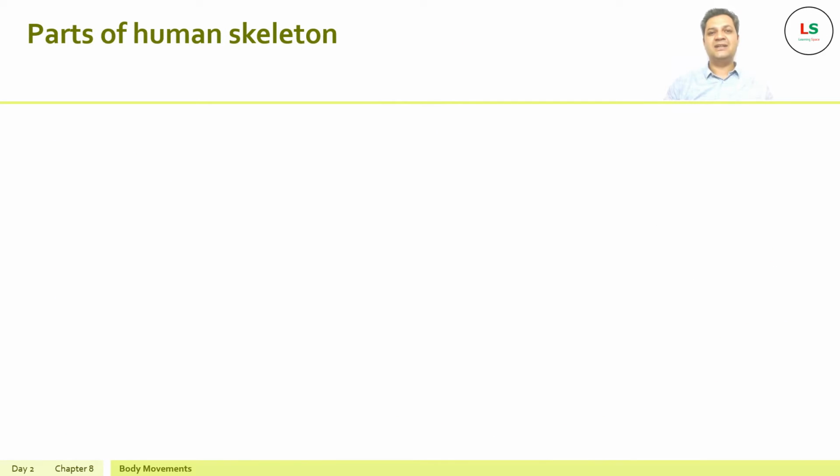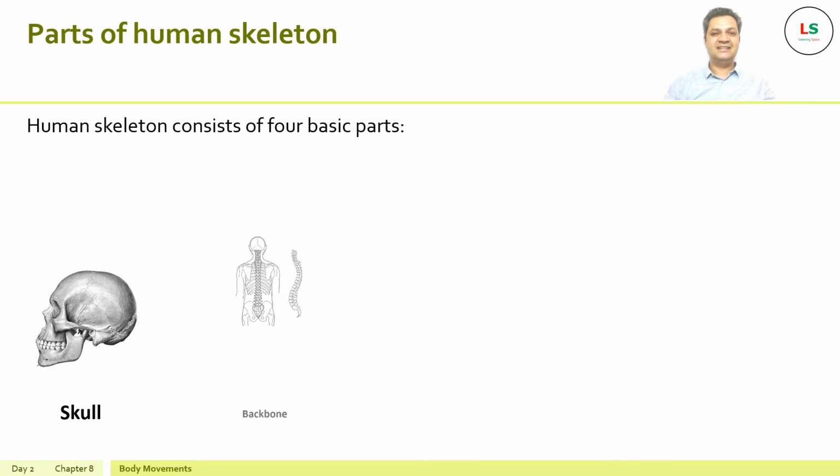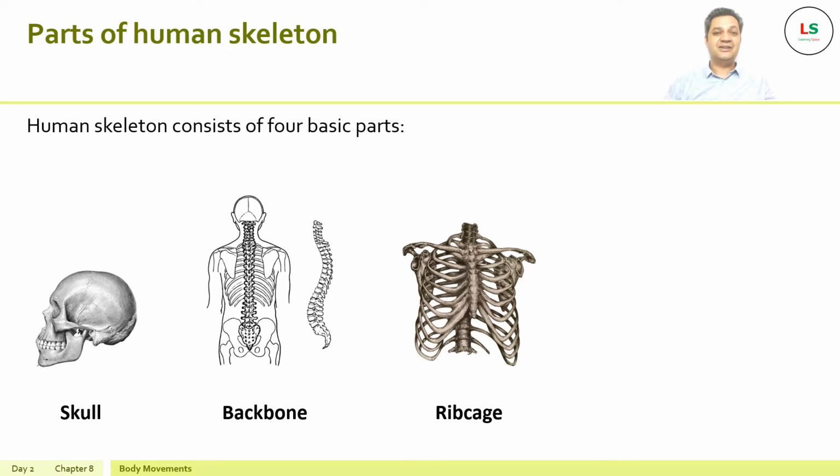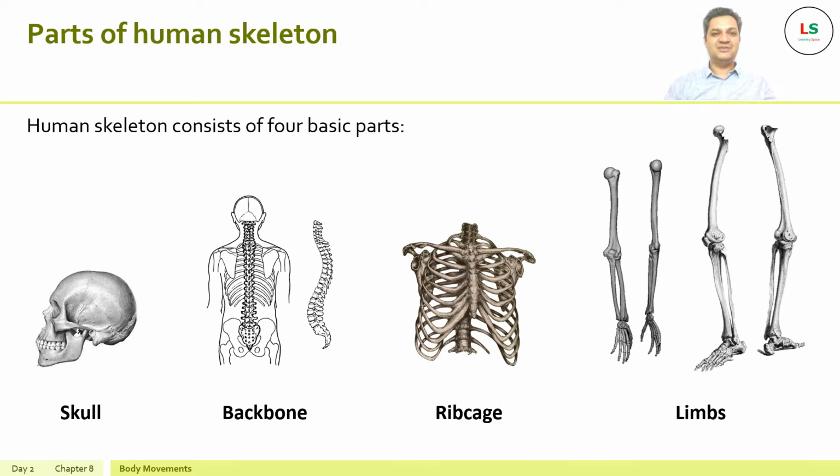In the first part, we learnt about the various movements in the animals. Then we learnt about the endoskeleton and exoskeleton. We labeled the human skeletal system and it's time to proceed further. Parts of human skeleton. Human skeleton consists of 4 basic parts: skull, backbone, rib cage and limbs.